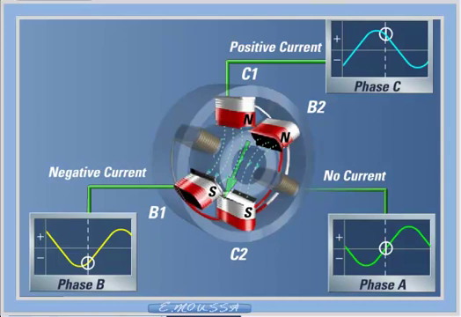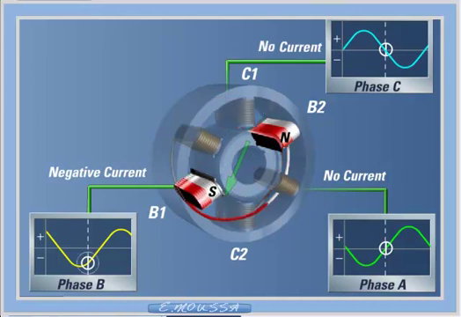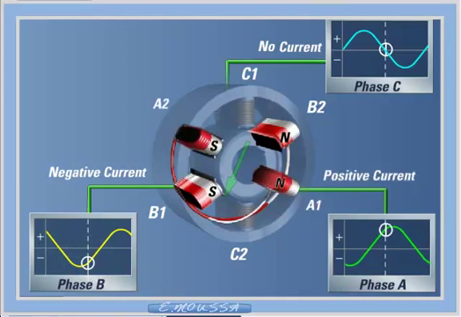If we repeat this evaluation 60 degrees later, phase C will have zero current flow. Phase B has current flow in the negative direction, and phase A has current flow in the positive direction. With reference to our convention, A1 and B2 will be north poles, while A2 and B1 will be south poles.